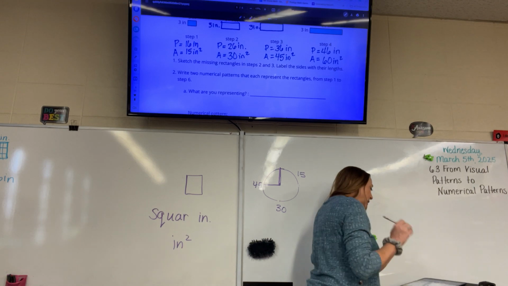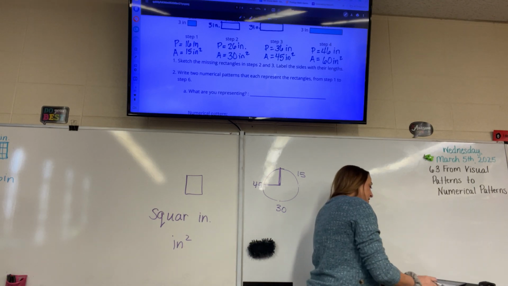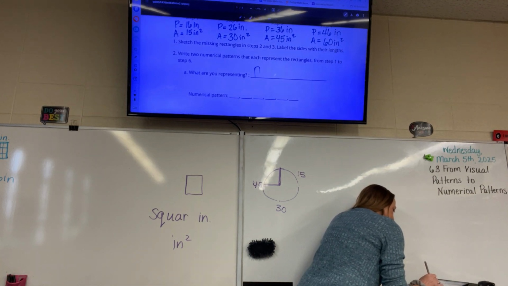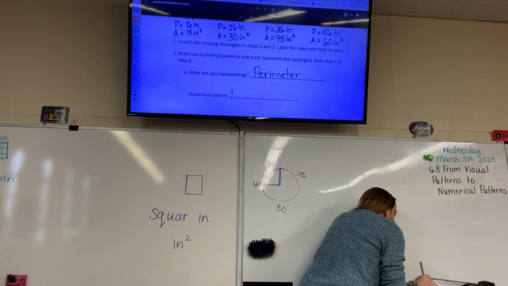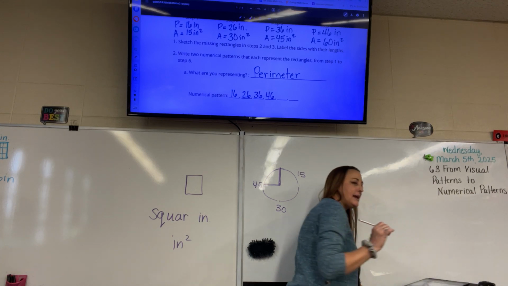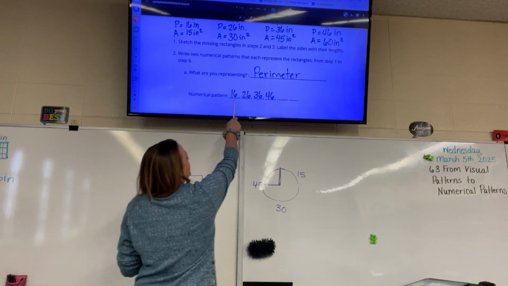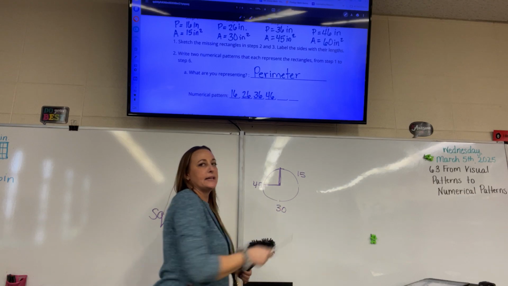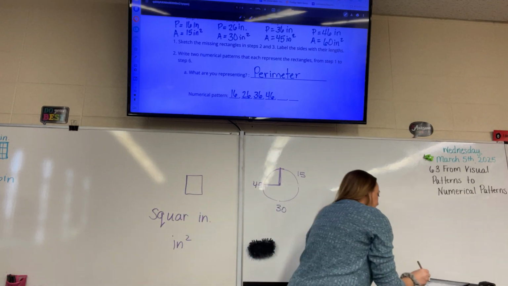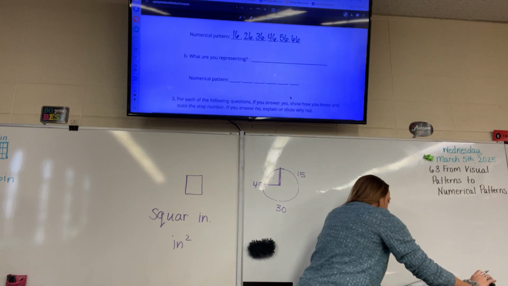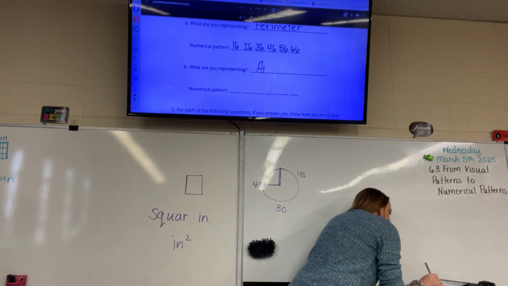It says write 2 numerical patterns that each represent the rectangles from step 1 to 6. We're going to start by representing the perimeter. And our numerical pattern is 16, 26, 36, 46. What would be next? Shout it out. 56. Guys, watch. 16, 26, 36, 46, 56, and then 66. 66. Okay.